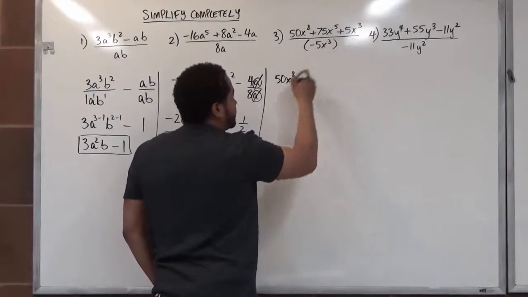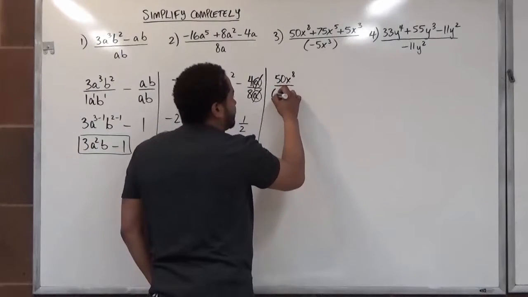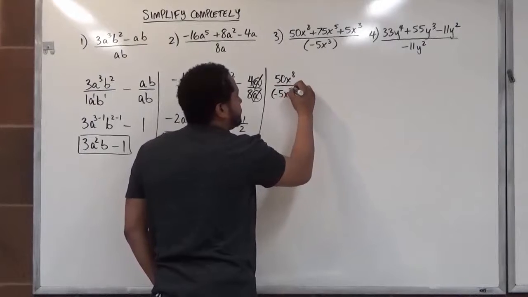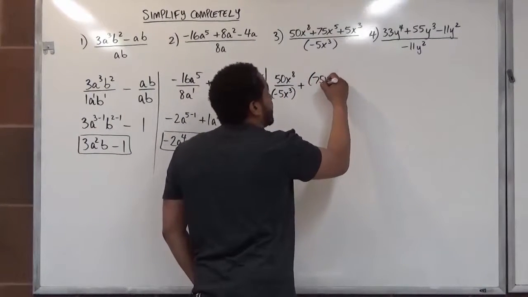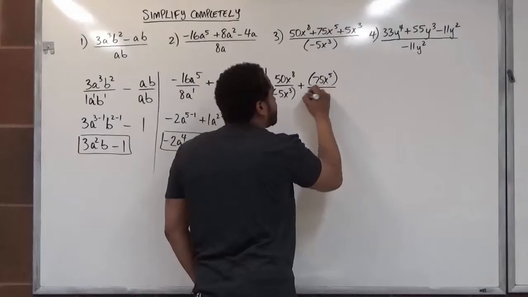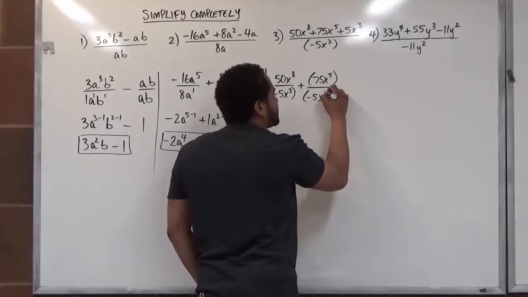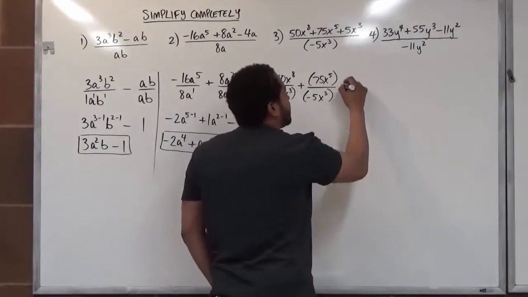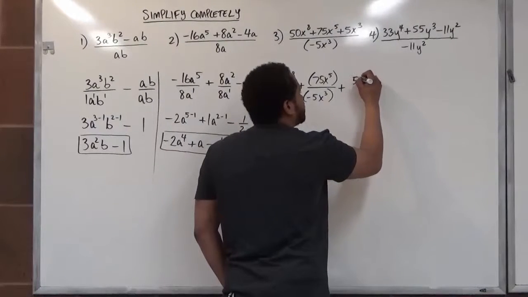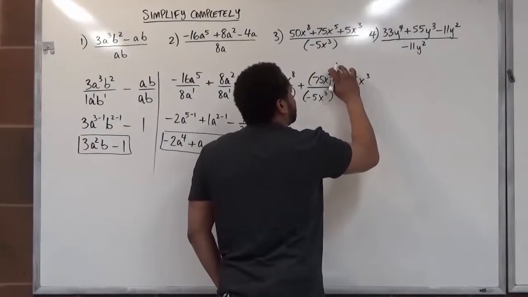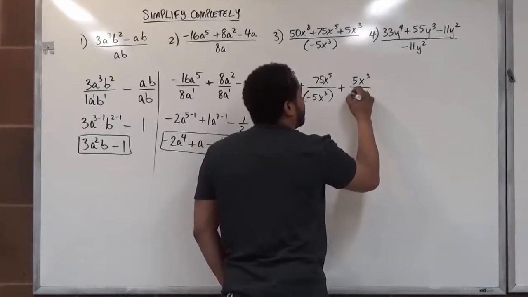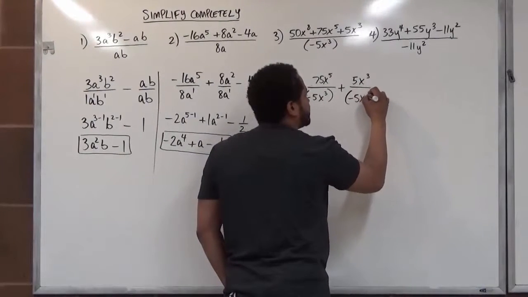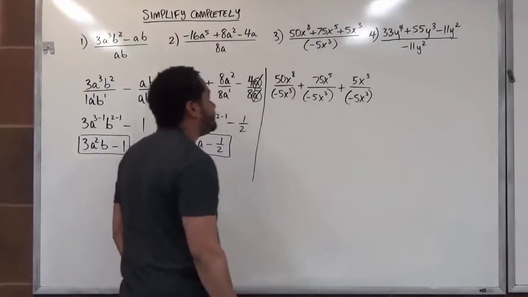We're going to split this from the other two pieces. We're dividing that by negative 5x cubed. Then we have a plus symbol. We have 75x to the 5th over negative 5x to the 3rd power. And finally we have plus 5x to the 3rd. Here we don't need these parentheses, I'm sorry. And we're dividing that by negative 5x to the 3rd power again.